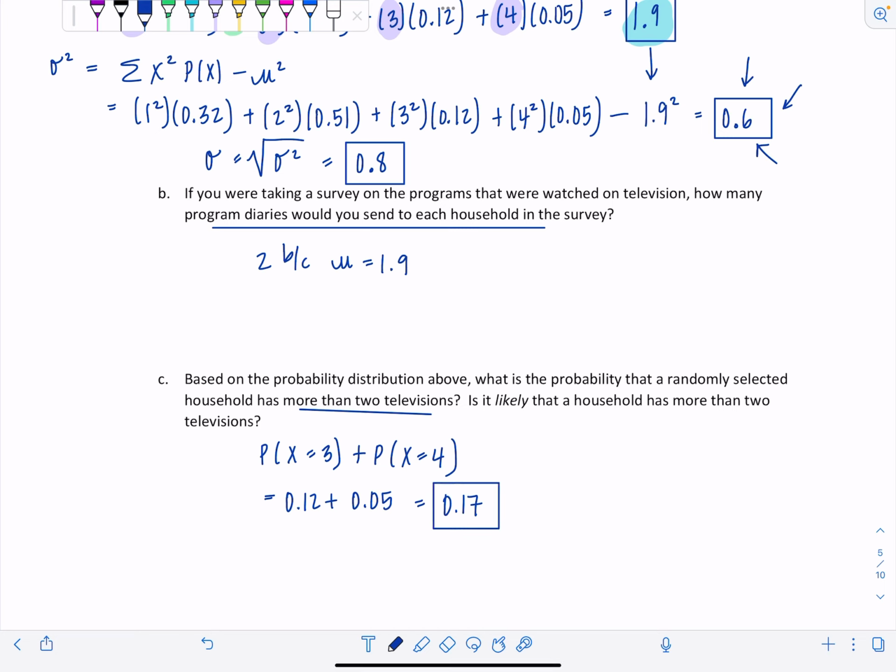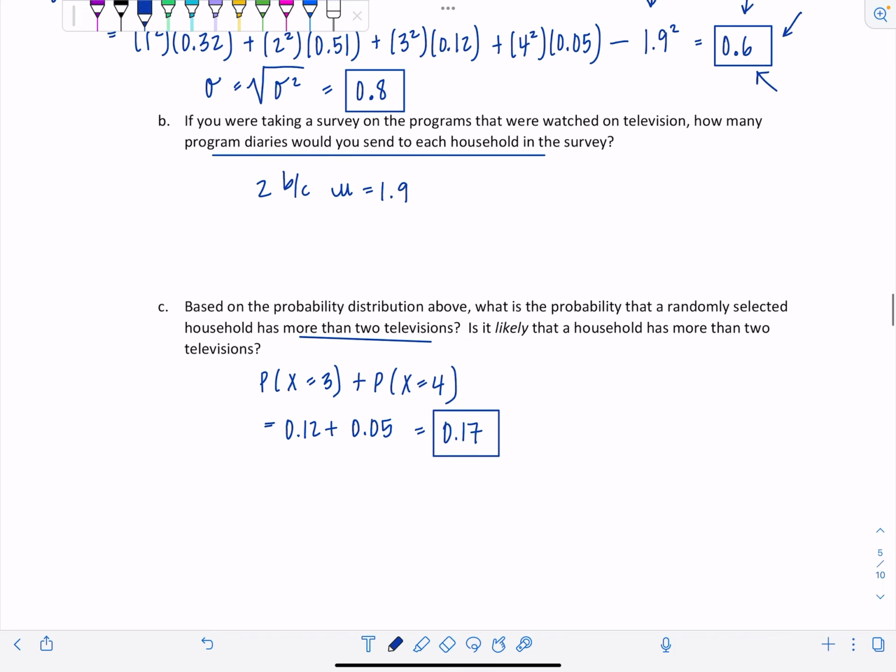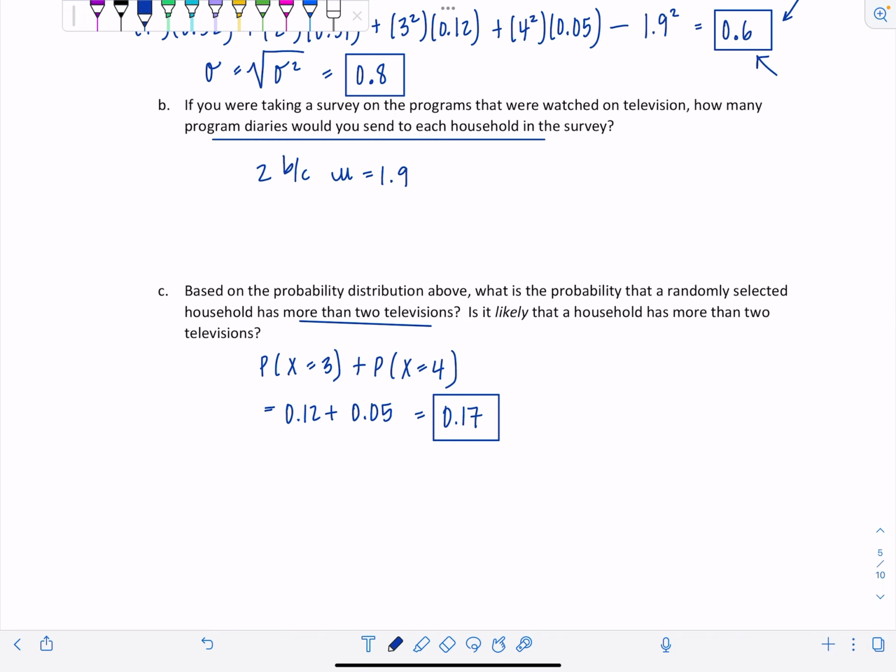Okay, so 17% chance that a randomly selected household has more than 2 TVs. Is it likely that they have more than 2 TVs? Likely means more than a 50% chance, or more than 0.5. And I would say no, this is not likely, because 0.17 is less than 0.5. All right, so that's it.